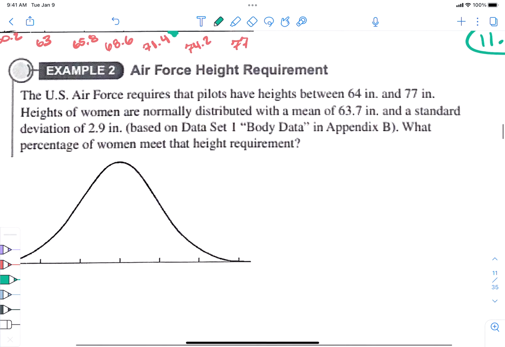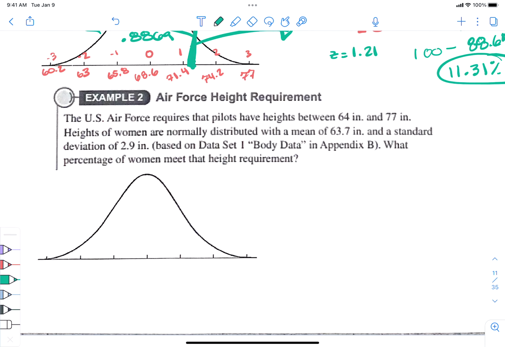Okay, let's go down here. Air Force height requirements. I like this example. The U.S. Air Force, they decline people. Did you know this? If you're going into the Army or certain things, you have to be certain dimensions. If you're too short or too tall, they will not accept you, which I think is kind of crazy, but this is why. Here you go. The U.S. Air Force, these are people flying the planes, right? Requires that a pilot have a height that is between 64 and 77. Okay, those are going to be our values.